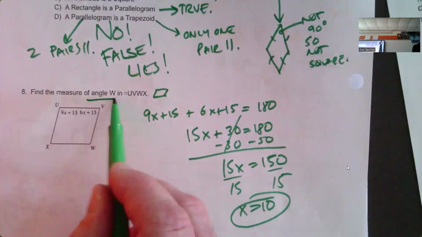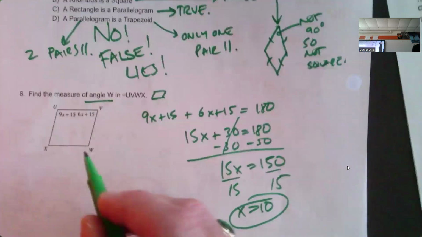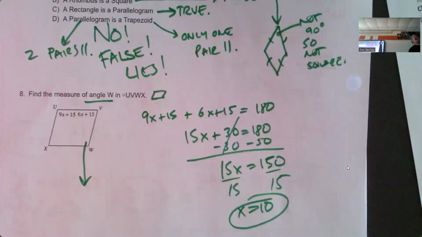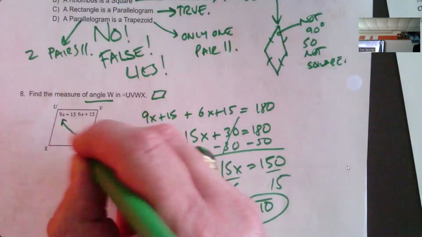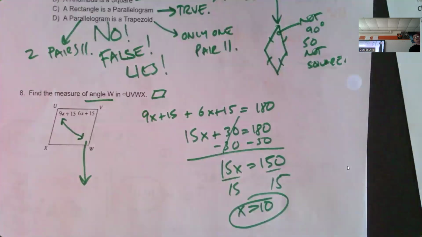Now, they want the measure of angle W. Let's look at this for a second. We don't have anything from that, so what can we use? Remember, opposite angles in a parallelogram are what? Congruent. So what I would use, from the beginning.